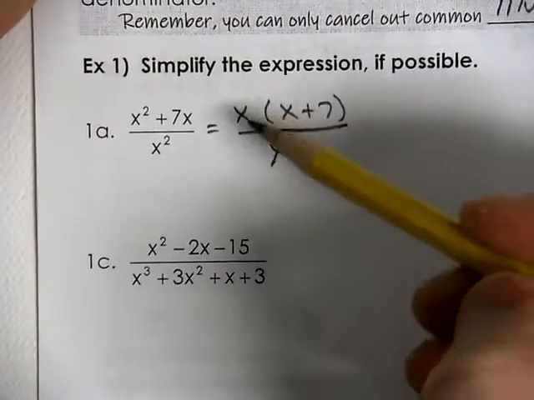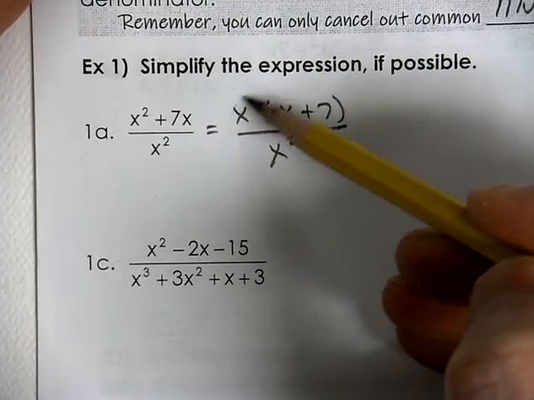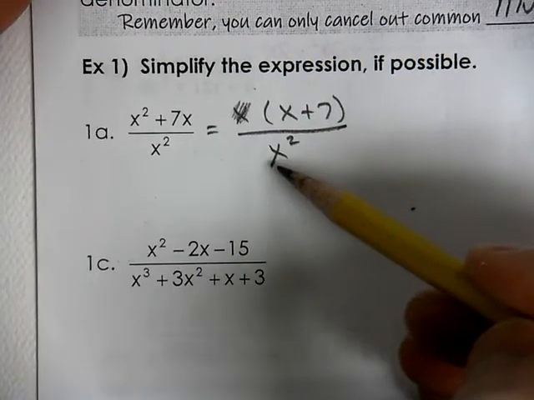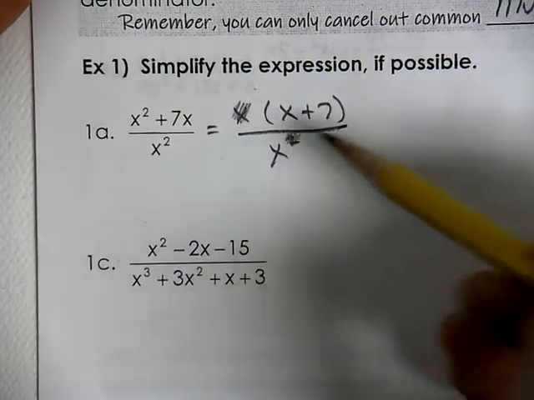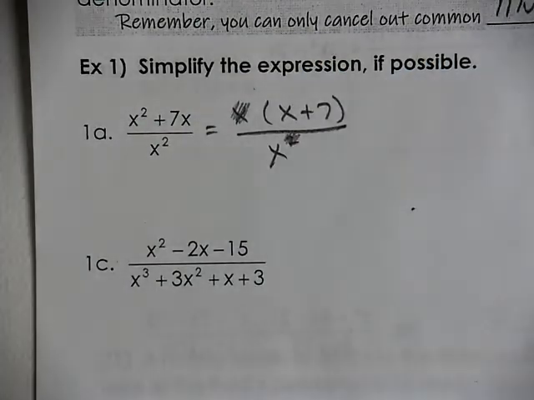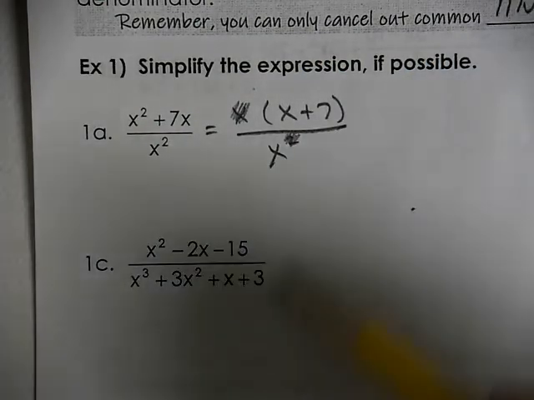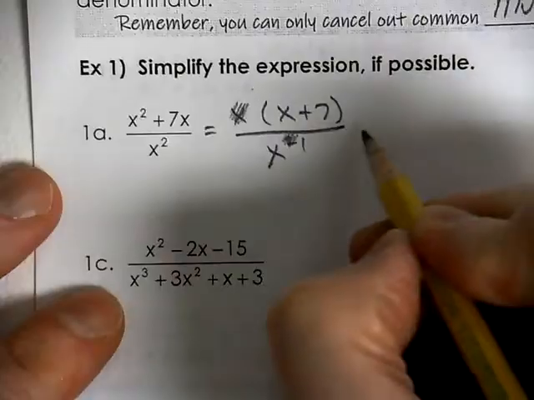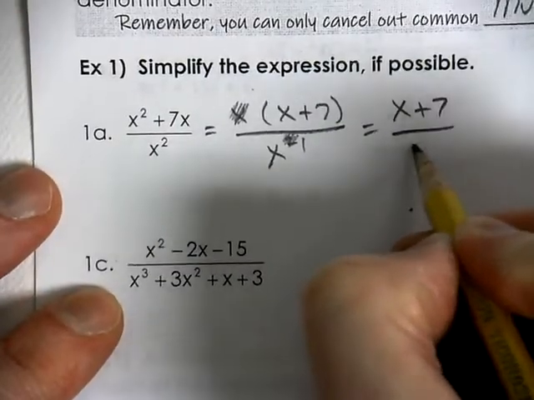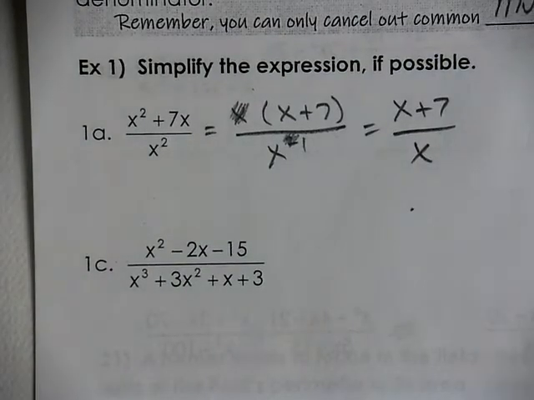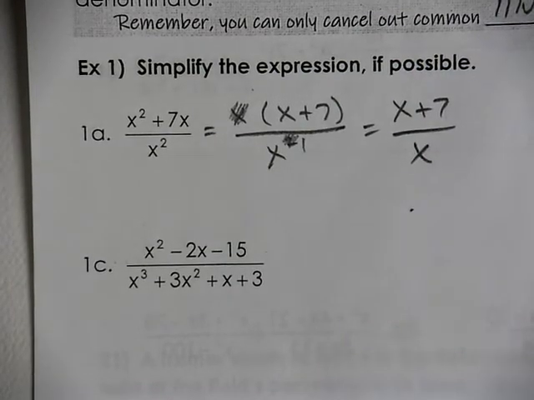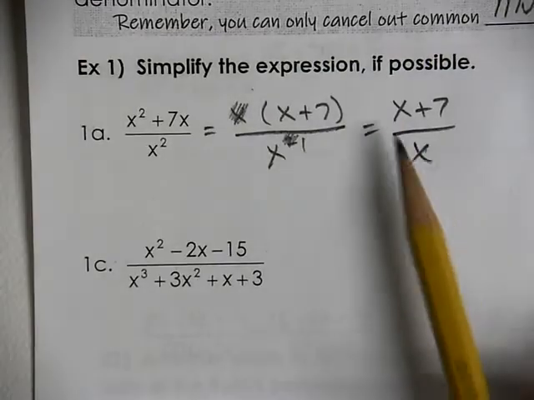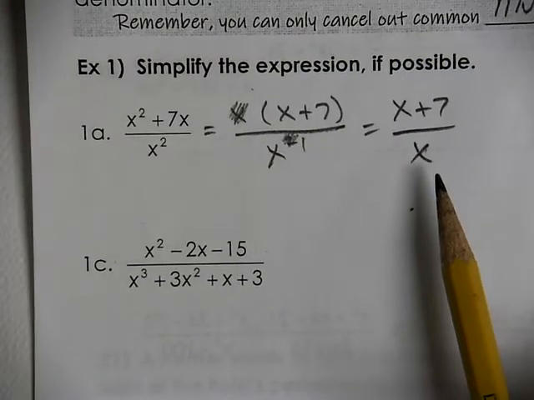But when we reduce this, we're going to cross off this x, and we're going to cross off, there are 2 of them here, right? So we're just going to cross off the exponent, or we're going to turn the exponent into a 1. Now we got rid of one of those x's. Now we're left with x plus 7 over x. Now a common mistake is where people think that they're going to cross off their x's. That doesn't work.